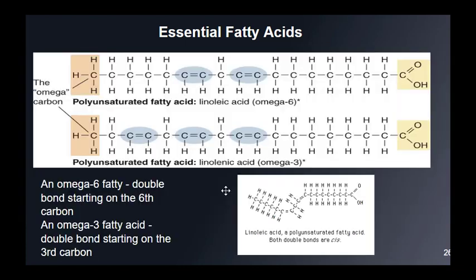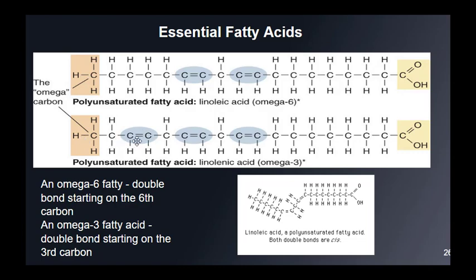Just so you know where they get the names omega-6 and omega-3. So the first one here is the omega-6. So you can see it's the sixth carbon with the first double bond. So it's omega-6. And this one's the omega-3. So you count them up, 1, 2, 3. So it's the third carbon that's got the double bond. So they call this one omega-3.